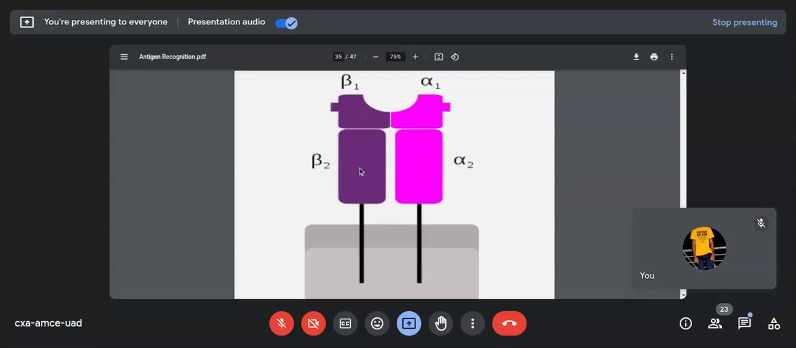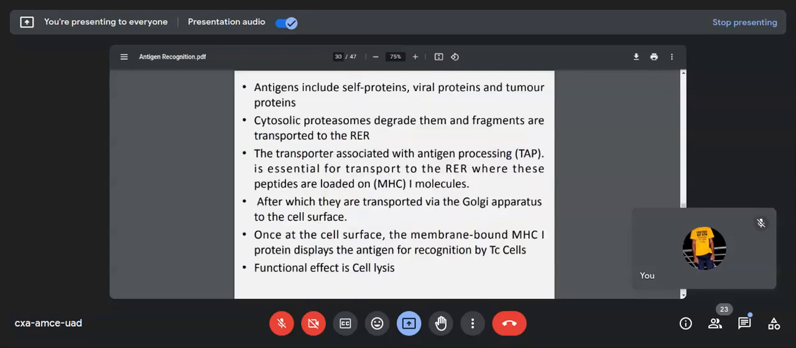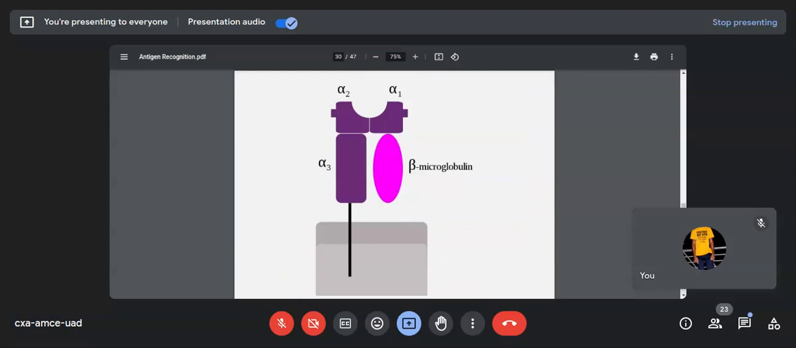Now, what about beta 2? Why do I need to talk about beta 2? Remember, I had said alpha 3 is what? Alpha 3 is where a T cell, which is a CD8 T cell, binds. Remember, I said CD8 T cells are also called cytotoxic T cells. So cytotoxic T cells, also called CD8 T cells, will bind to alpha 3.